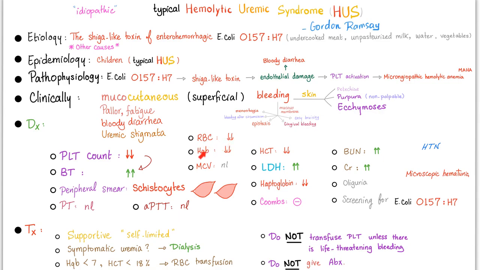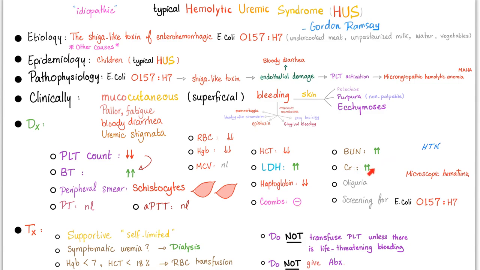RBCs are low because it's anemia. Hemoglobin is low because it's anemia. Hematocrit is low because it's anemia. MCV is normal because it's a normocytic anemia. LDH is high. Haptoglobin is low because it's a hemolytic normocytic anemia. Coombs is negative because it's non-immune.